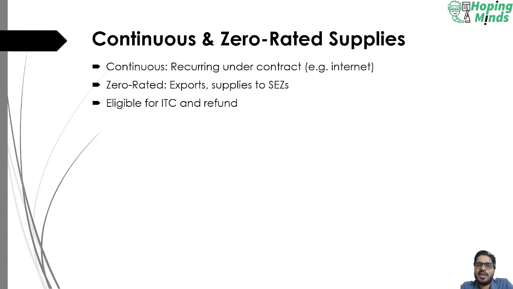Next we have continuous and zero rated supplies. So services or goods supplied on recurring basis under a contract like electricity, internet or a works contract providing work contract services to government on a recurring bill basis, then such supplies constitute a continuous supply. In such continuous supplies, either progressive billing is done or invoices are raised periodically.